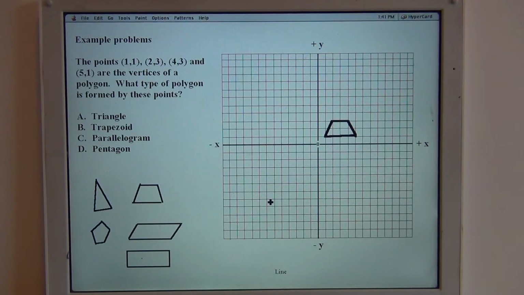And what figure do I have? Well, you would pick choice B, a trapezoid. A trapezoid. Excellent.